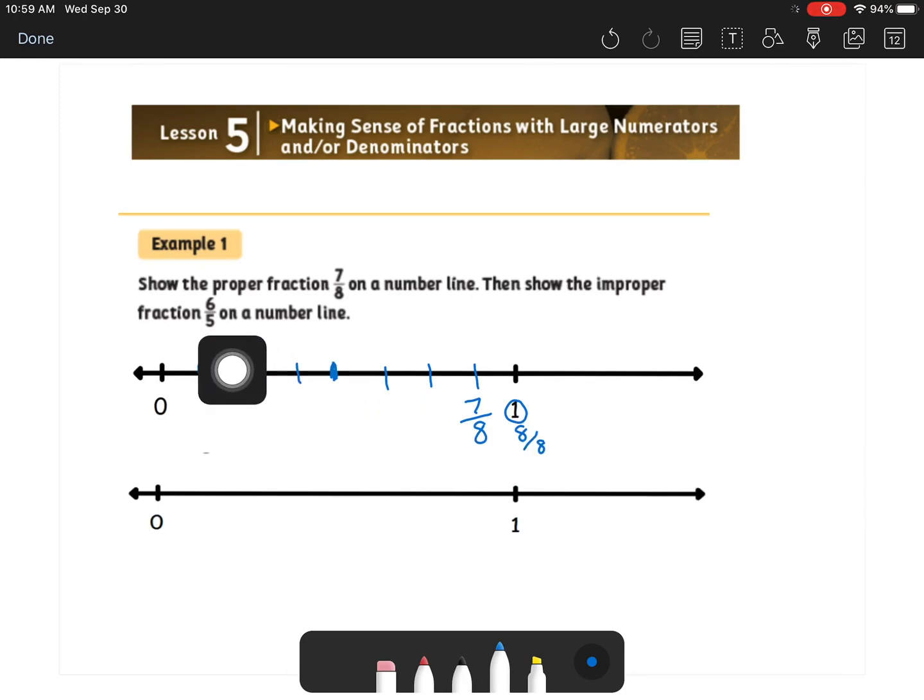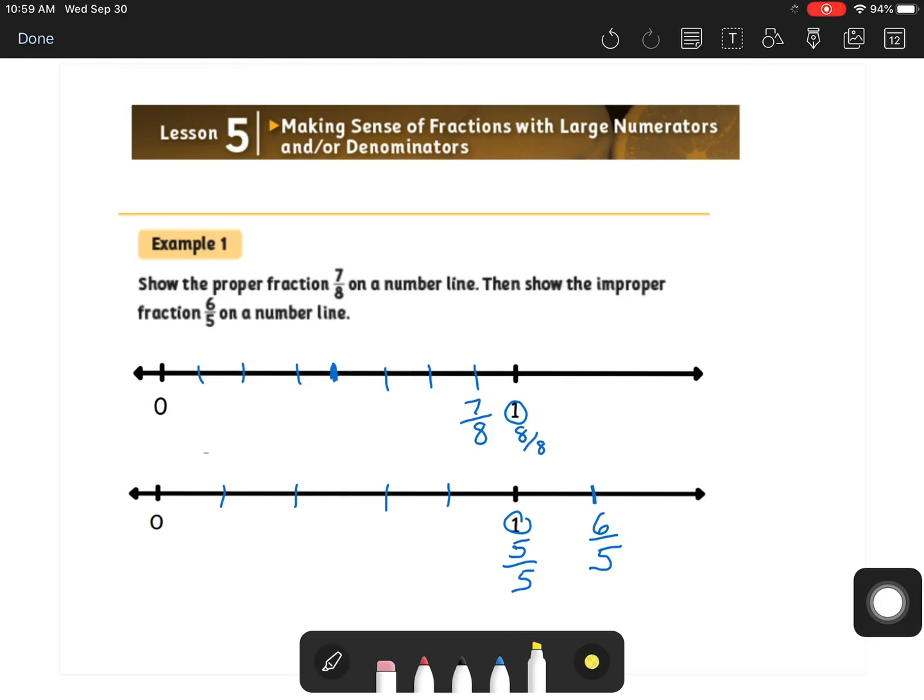Now over here I need to do 5ths because the 5 is the bottom number. So I'm going to try to break this into 5 equal parts the best that I can. So something like that. And now as I go through this, 1/5, 2/5, 3/5, 4/5. This is 5/5, right? So 6/5 has to be over here, 6/5 right there. So 7/8 is there, 6/5 is here, and if we were to compare those, I think we could see that 6/5, which is improper, is greater than 7/8.